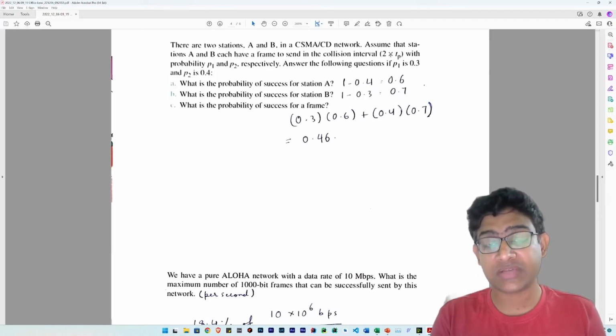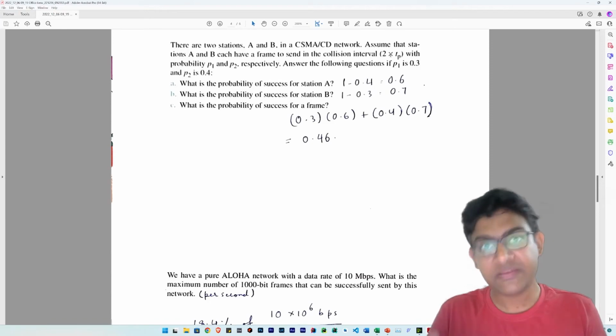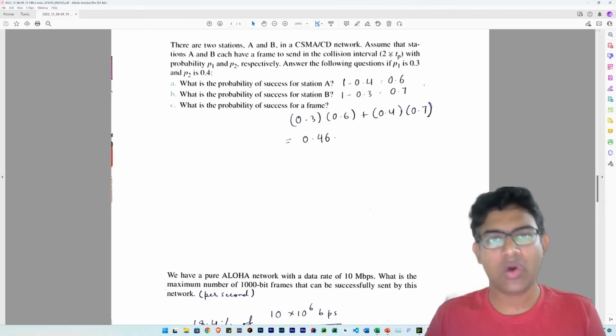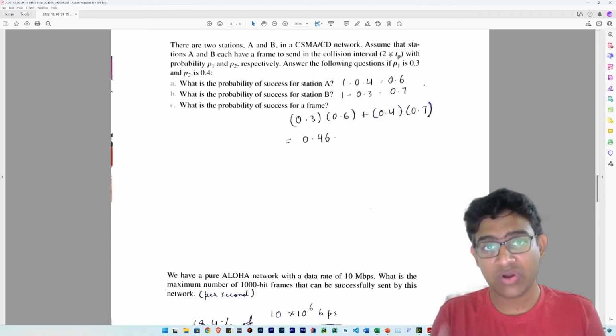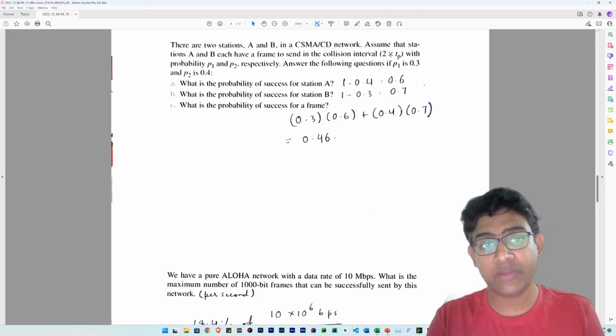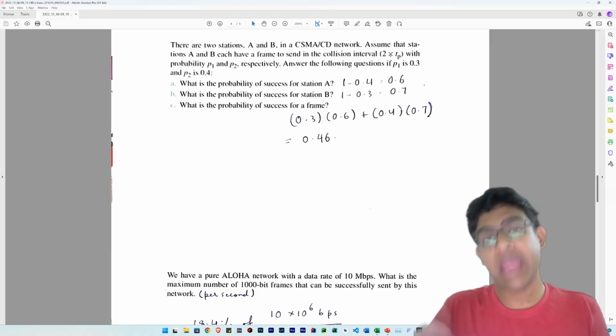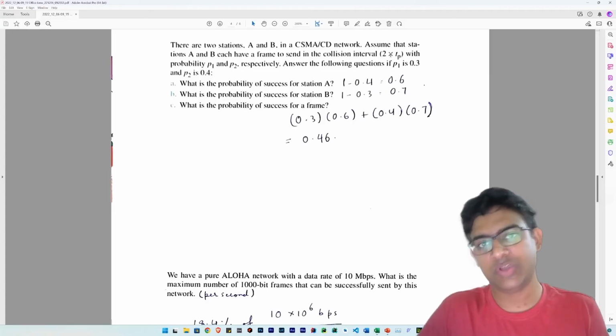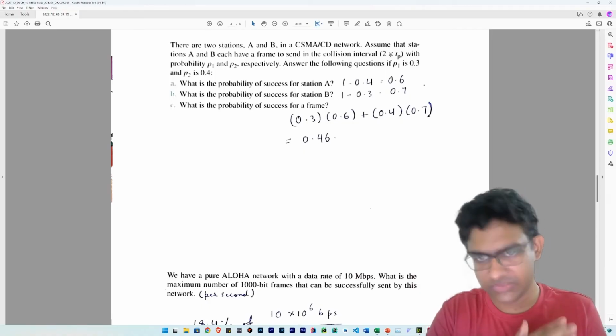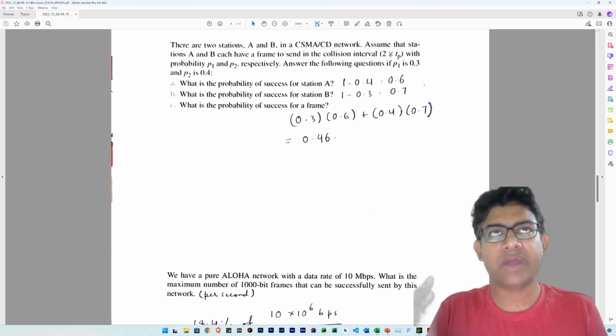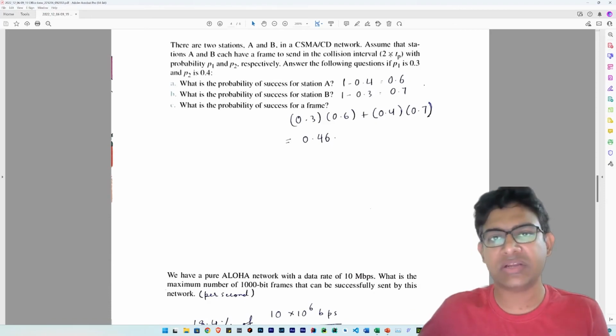And here the probability of success is a conditional probability. It is given that A transmits, right? Given the fact that A has already transmitted, what is the chance for that frame to go uncorrupted? Please keep that in mind. If this is not a conditional probability, then we have to also multiply this number with 0.3. It is like the probability that A transmits, which is 0.3, and the probability that B does not transmit, which is 0.6. You have to multiply those two numbers. So that is the pure probability, starting from 0, right? We find out if A's frame reaches the destination successfully.